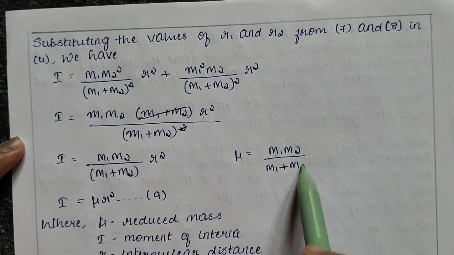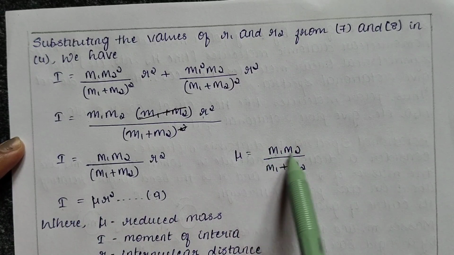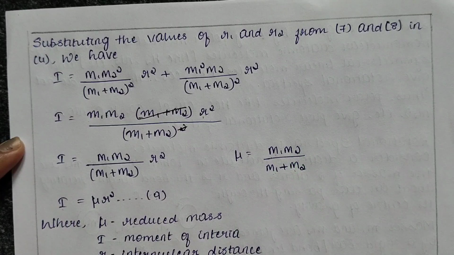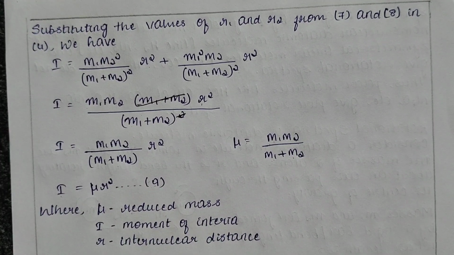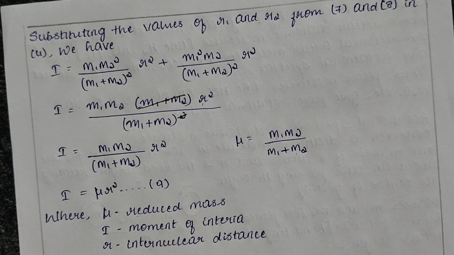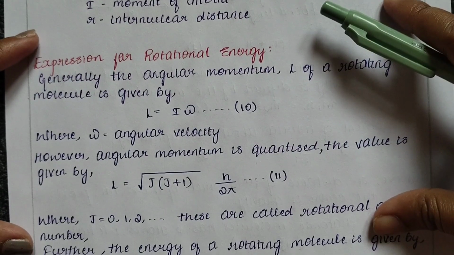And therefore we get our final equation, that is I is equal to mu into r square, which is equation number 9, where mu is the reduced mass, expressed as mu is equal to m1 m2 by (m1 plus m2), I is the moment of inertia and r is the internuclear distance. So this is the final equation to obtain the moment of inertia and also to express the pure rotational spectrum of a diatomic molecule. Now let us see the expression for rotational energy.